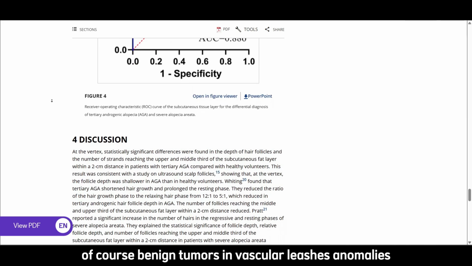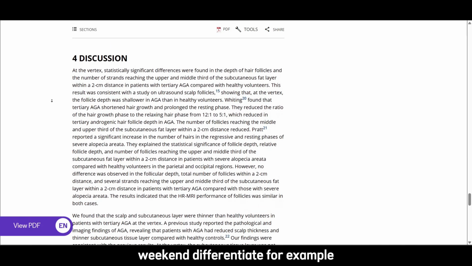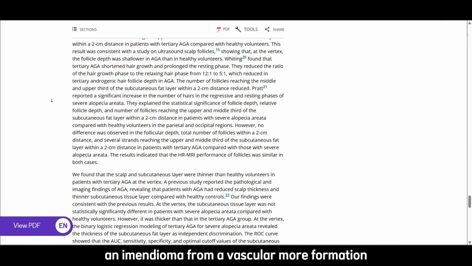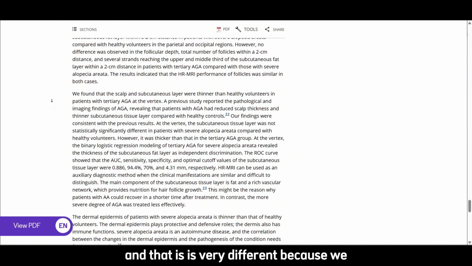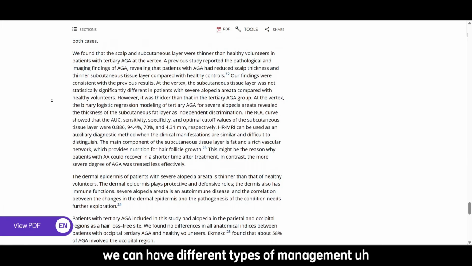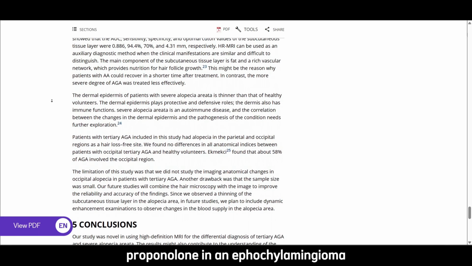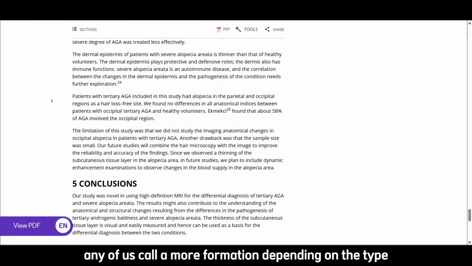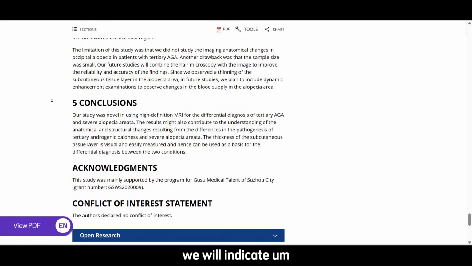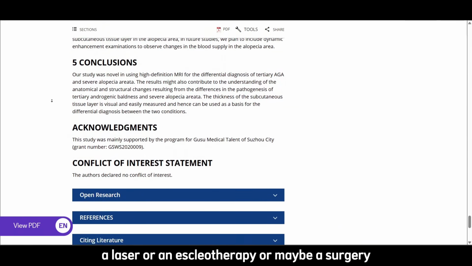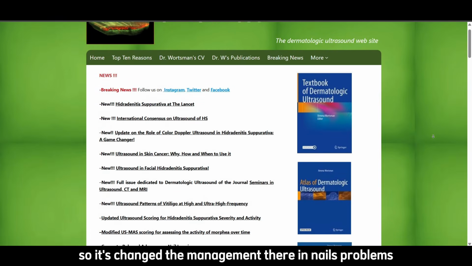And of course, benign tumors and vascular lesions, anomalies, we can differentiate, for example, a hemangioma from a vascular malformation. And that is very different because we can have different types of management. In a hemangioma, we can give, for example, propranolol in an infantile hemangioma, and in a vascular malformation, depending on the type, we will indicate a laser or a sclerotherapy or maybe a surgery. So it changes the management.